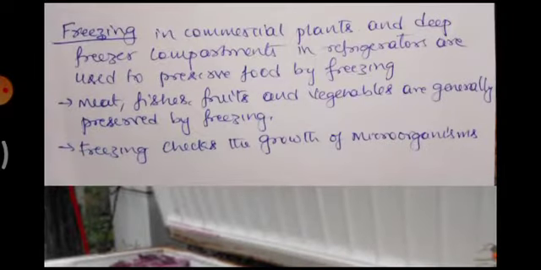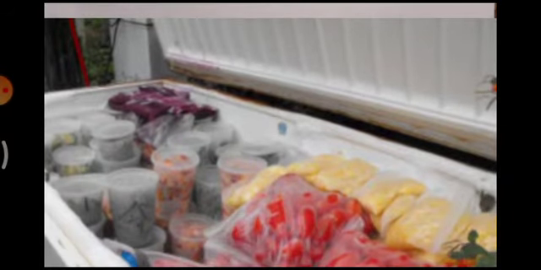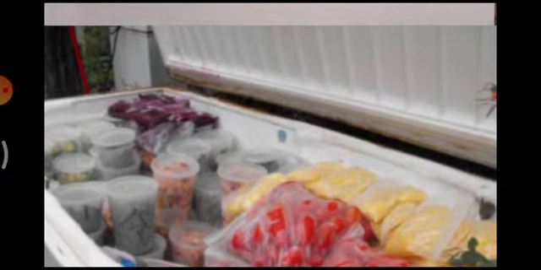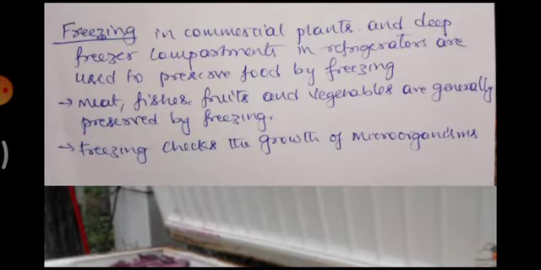Next is freezing. Freezing is a method where you employ temperatures less than 0 degrees Celsius in commercial plants, and deep freezer compartments are used to preserve the food. On a large scale, you can see containers like this where you can store a large quantity of food items and then freeze them, whereas on a small scale your house's refrigerator has an area called the freezer area. They contain very low temperature.